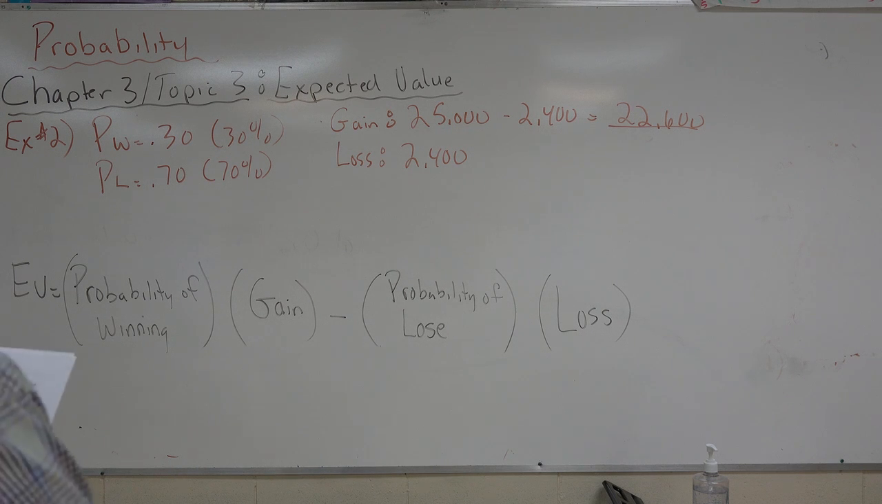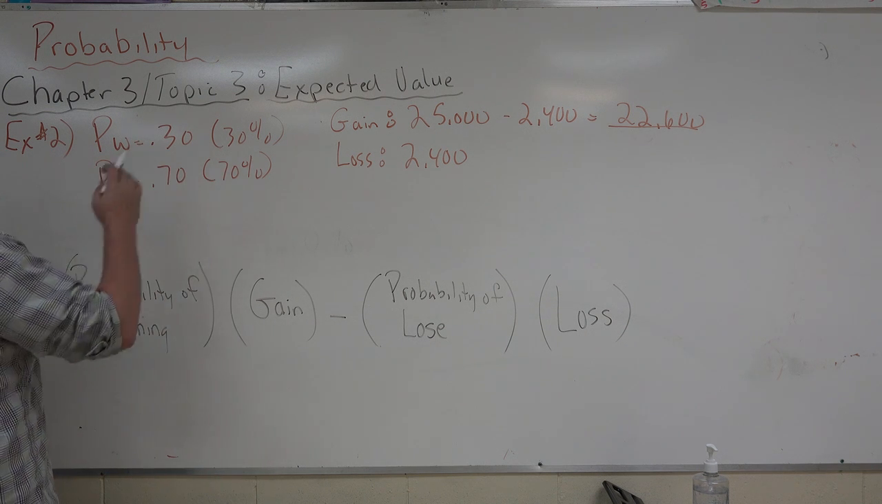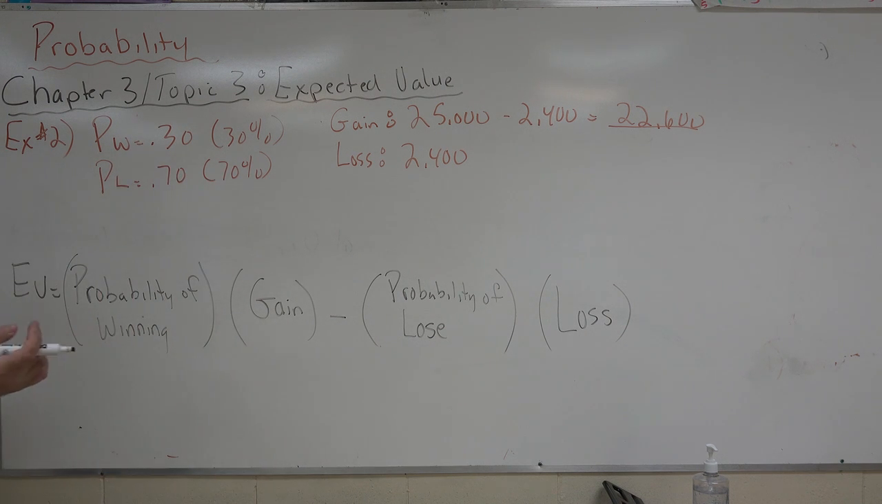Example 2 of expected probability, expected value. Here is the question. Based on past experience, a building contractor estimates the probability of winning a contract is 0.30, which I've written here as PW equals 0.30. He's got a 30% probability of winning a contract that he bids for. He has a 0.70 or 70% probability of loss, of not getting the contract, which I've written on the board as well.